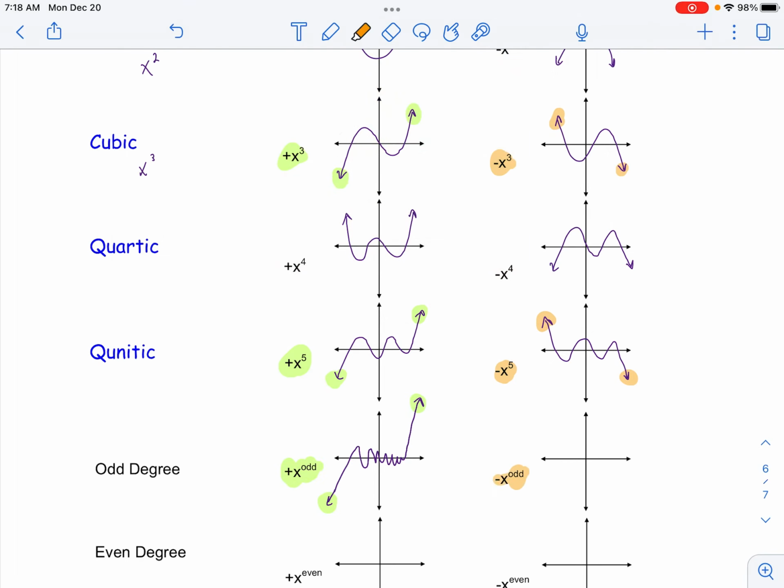And then let's do the same thing with the negatives, and so it's going to start up here and end down here. So I don't know what the graph's going to do, but it's going to do some stuff in the middle, but then it's going to end in the lower right. For the evens, kind of a similar pattern.